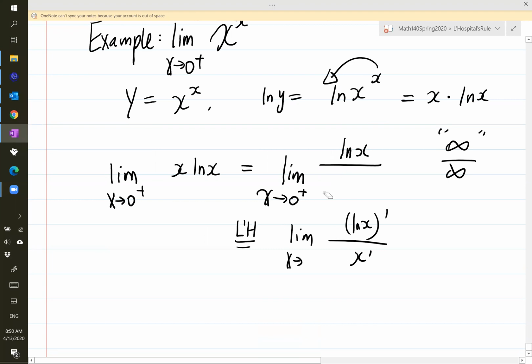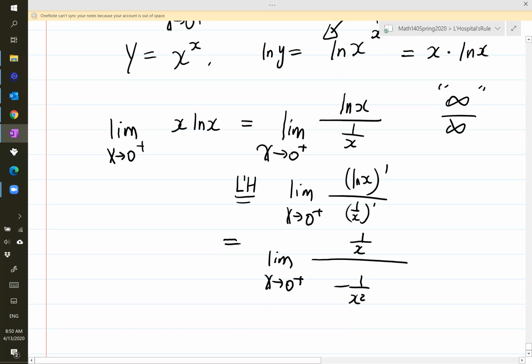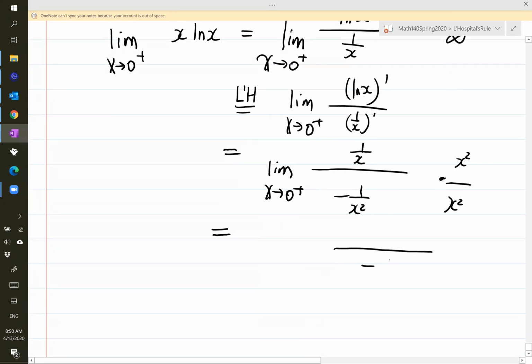Oh, sorry. Multiply by x means divided by 1 over x. So the derivative of 1 over x is negative 1 over x squared, and the derivative of ln x is 1 over x. Then we multiply the denominator and numerator by x squared. Then the numerator is negative 1, the denominator is negative 1 times x.